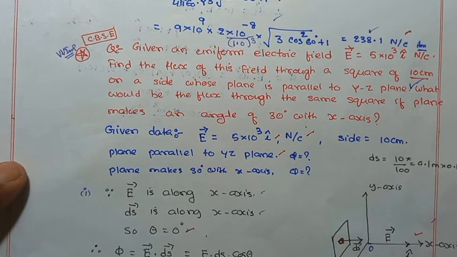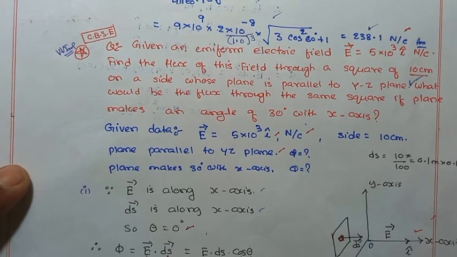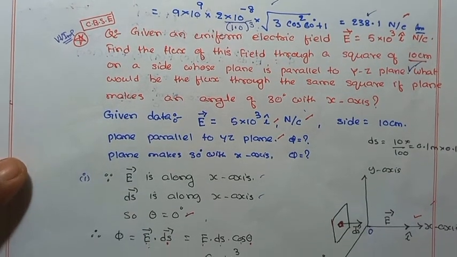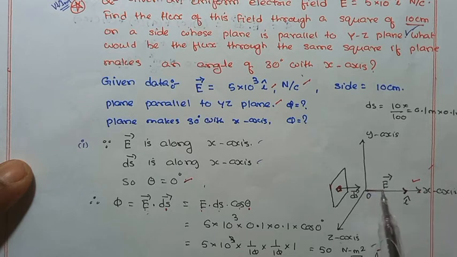First bit, first we will calculate. In this question, it is given that the electric field is 5 into 10 to the power 3 i cap. That means i cap is the unit vector along the x axis. So this is the x axis, this is the y axis, this is the z axis. So electric field is acting along this axis.